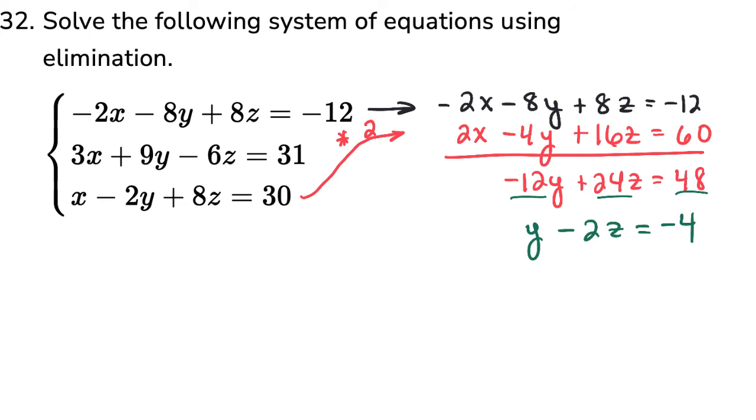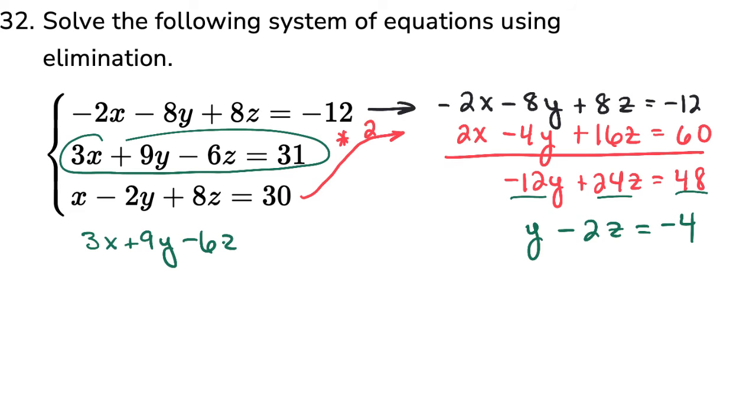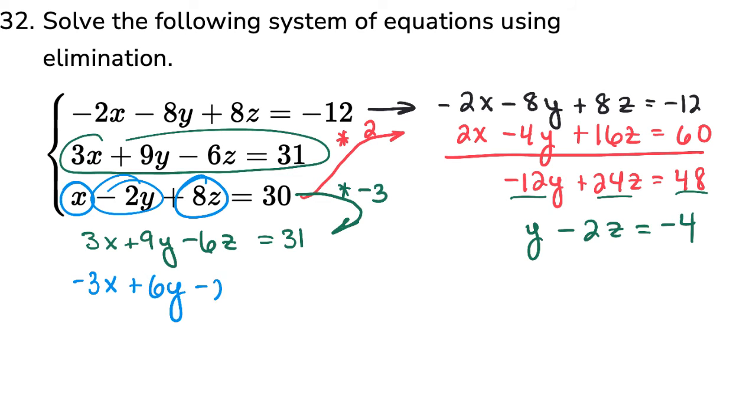Now, I'm going to do the same thing, but this time I'm going to use equation number 2 here. So I'll rewrite it. And this time I'm going to take equation 3 and multiply it by a negative 3. And you'll see why in a second. That gives me, taking it times x, negative 3x, that's y, the negative 3 times negative 2, so that's positive 6y, times positive 8, so that's negative 24z, and then times 30, negative 90.